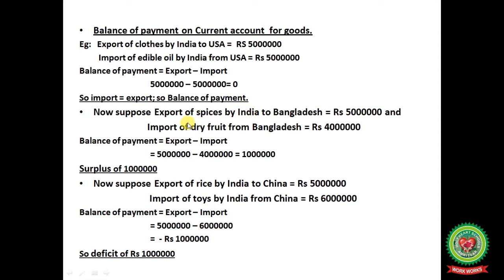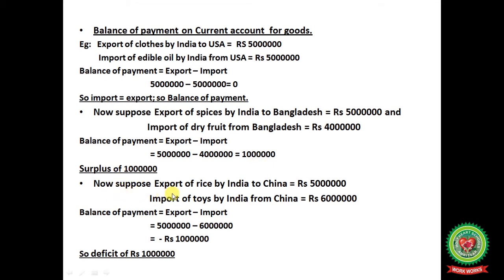Now in the same way, suppose export of spices by India to Bangladesh is rupees 50 lakhs and import of dry fruits from Bangladesh is rupees 40 lakhs. So now the receipts are more than the payments. There is a surplus in the balance of payment worth rupees 10 lakhs.